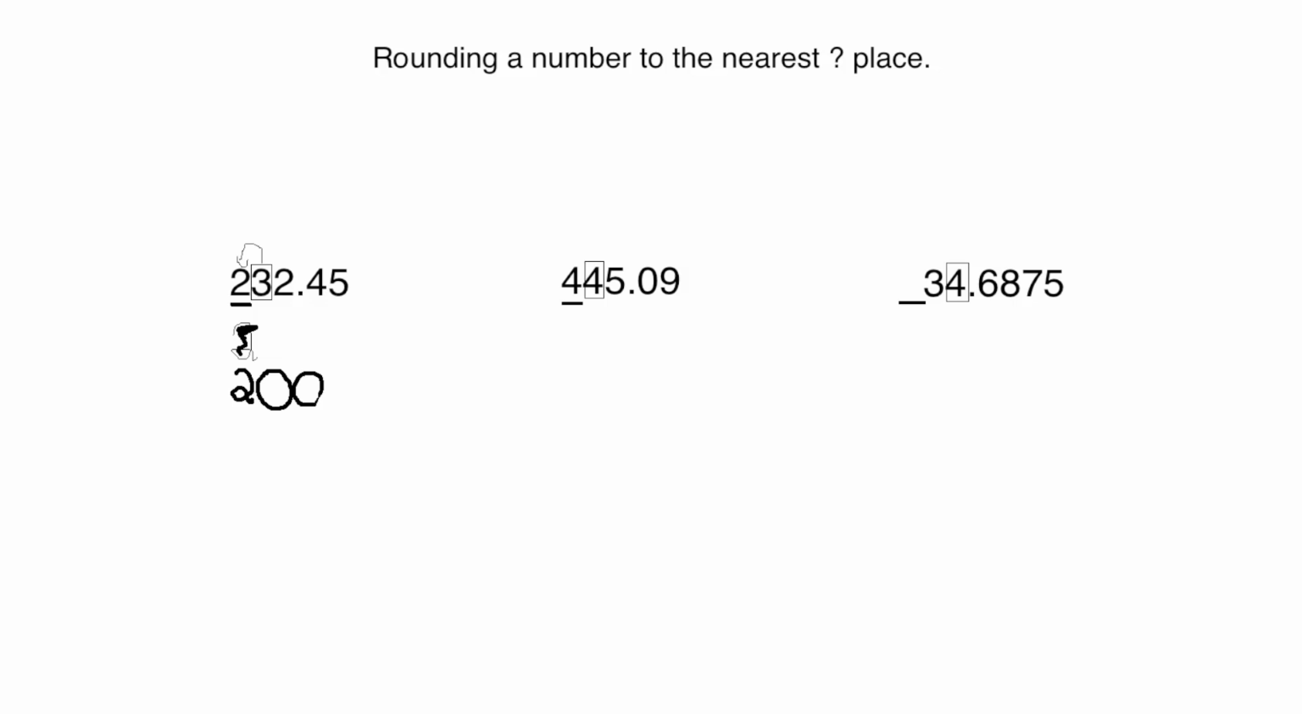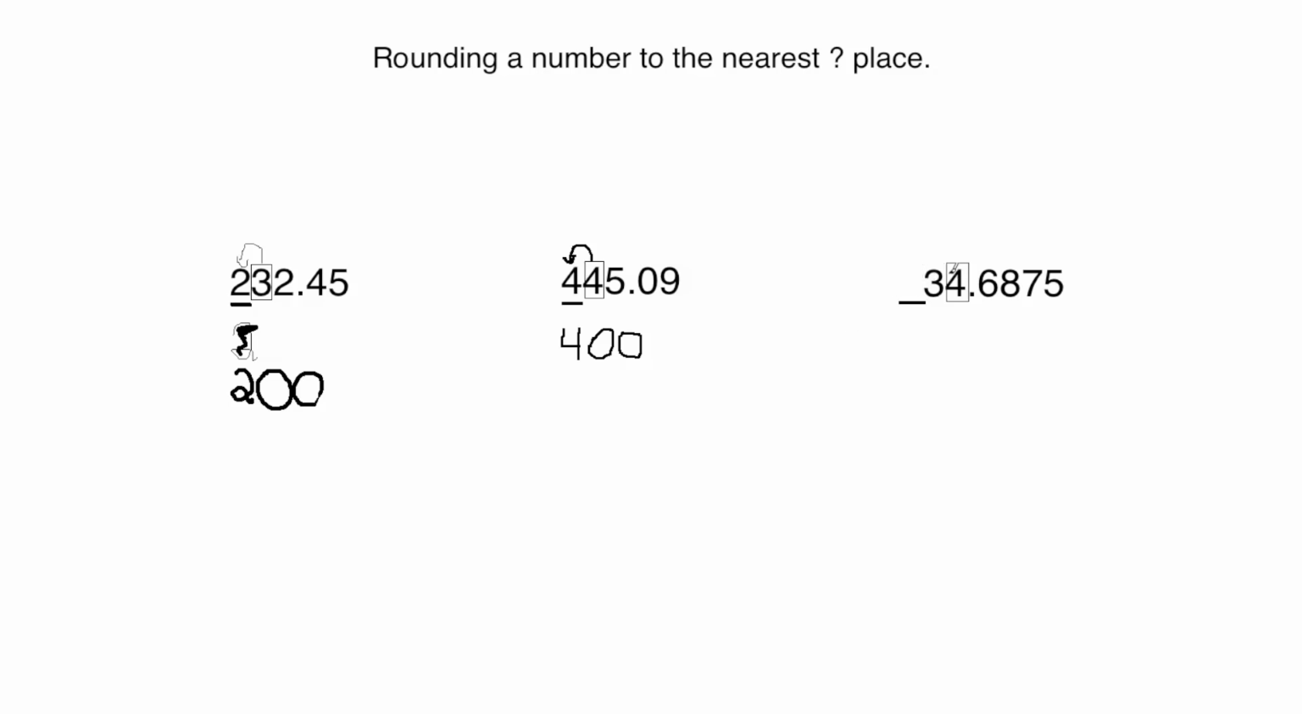Now, let's go to the next one. The 4 tells the 4 that's underlined, well, is the box digit a 0, 1, 2, 3, or 4? Yes, it is. So the digit that is underlined stays the same. So my answer is 400. Or it can be 400 decimal 0 or 400 decimal 00. You don't need to write those extra zeros because those zeros have no value.